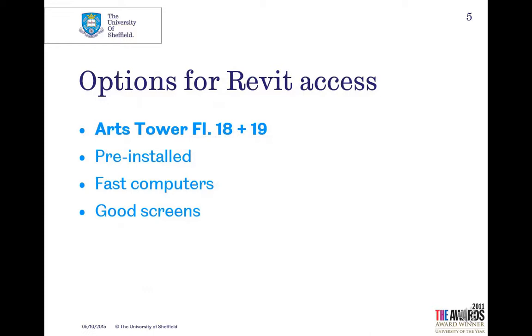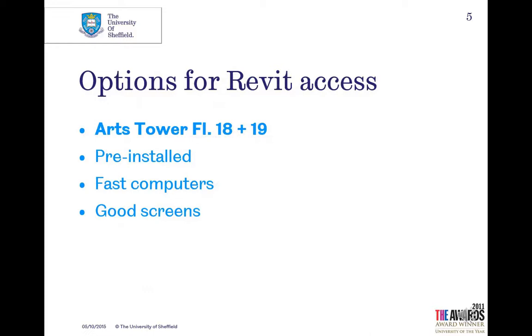Okay, 3 options for getting yourself on Revit. First one, floor 18 and floor 19 of the Arts Tower, we've got 2 computer suites. They are open access to you. You don't need to book. The only restriction being if there's a class in those rooms. The floor 19 computer room has more classes, floor 18 not very many, but generally you can find a computer in one of those rooms.